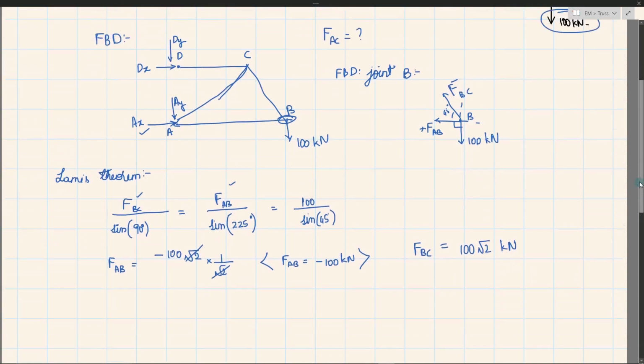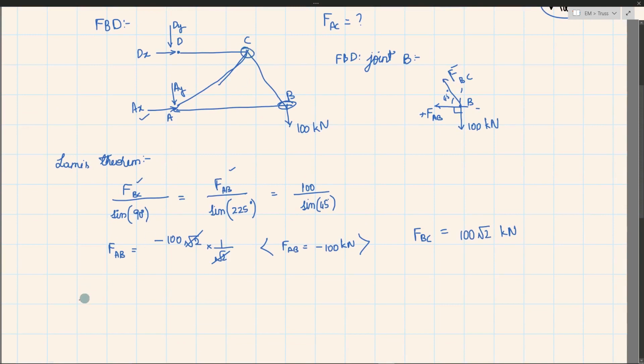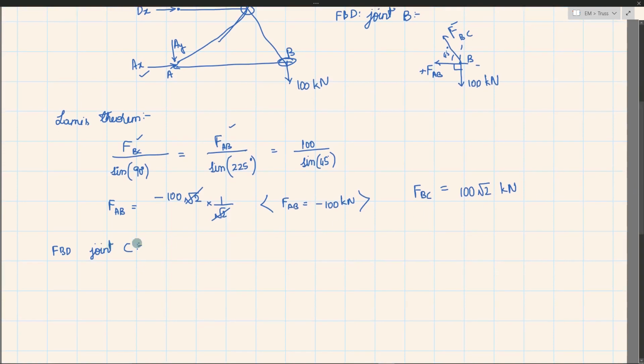Okay, so I'll consider now joint C, FBD of joint C. So at joint C we have the following, right? So this is C. I have one force something like this. This is FBC, let's say. The other force is horizontal. So this would be FDC, and also another force going to joint A, that is FAC. This is what we have to find.